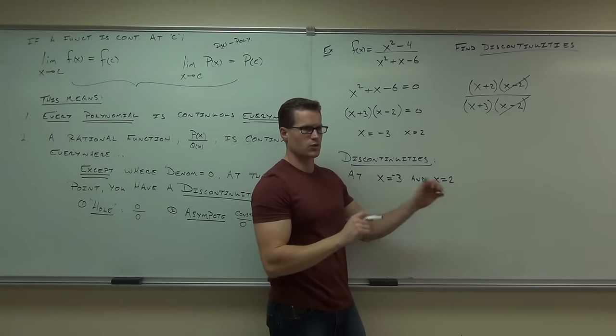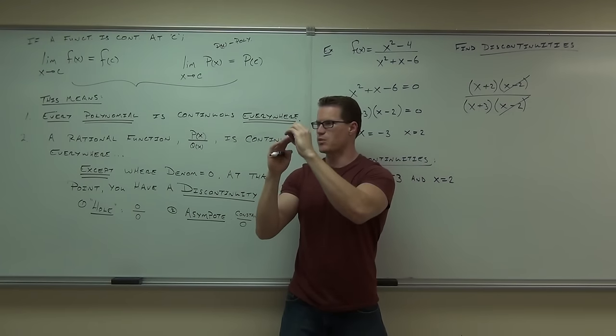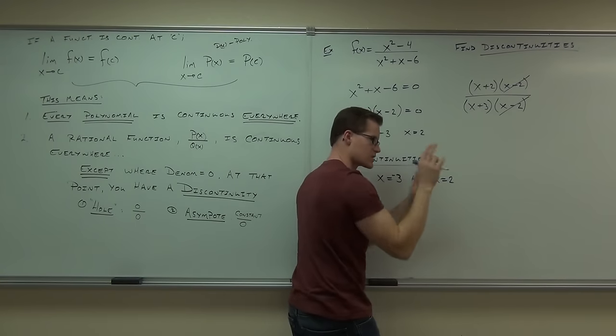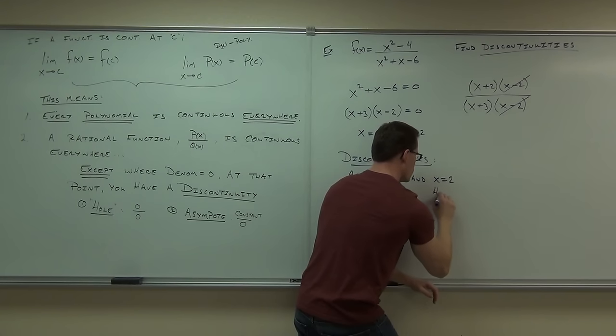That's a hole. If you can cross it out, that means the function goes like this, and then it misses that one point and continues. So that's how you find it out. You can't ever get rid of the discontinuity itself, but if you're able to factor it out, that's a hole.